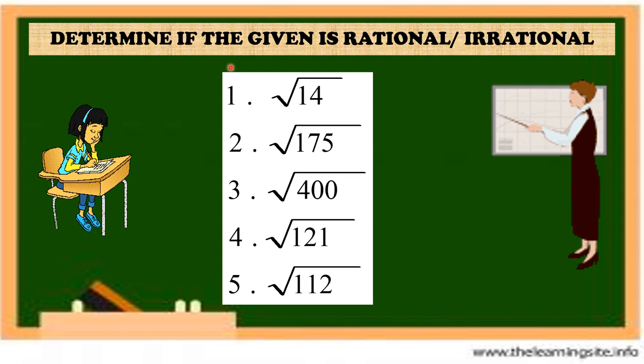Now we are going to answer the given. We need to determine if the given is rational or irrational. How do we know whether it is rational? If it is a perfect square. How do we know whether it is irrational? If it is not a perfect square.